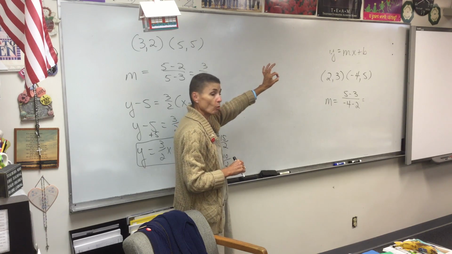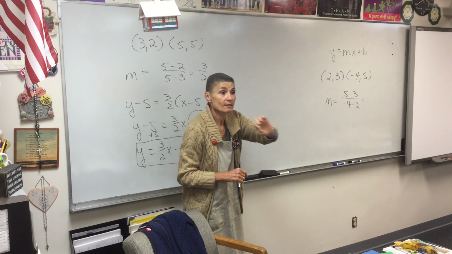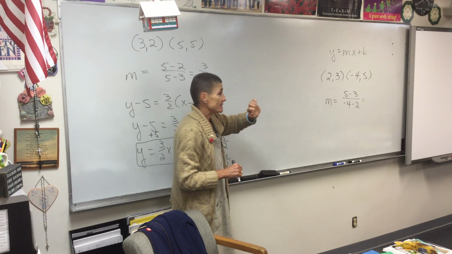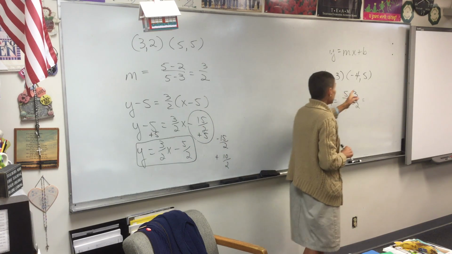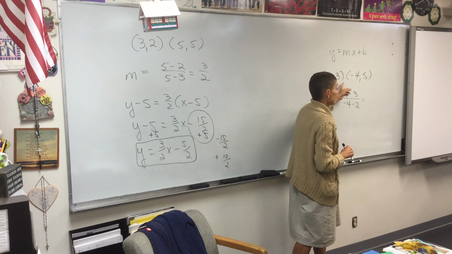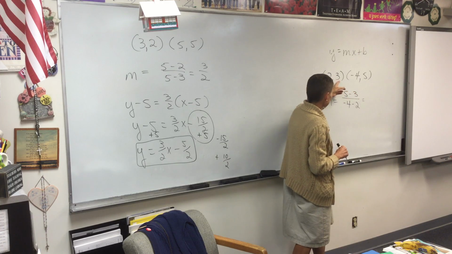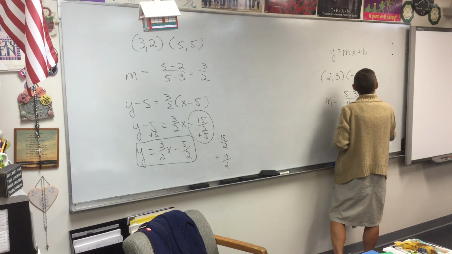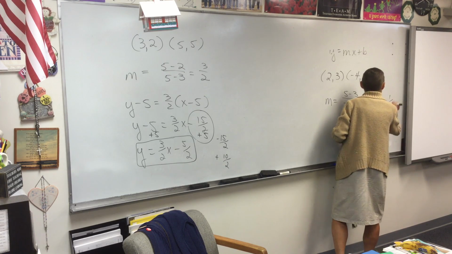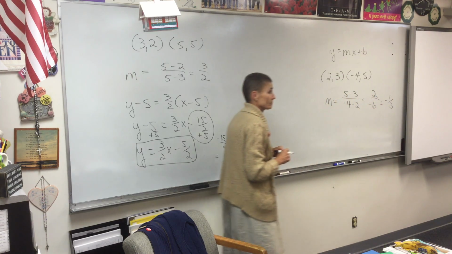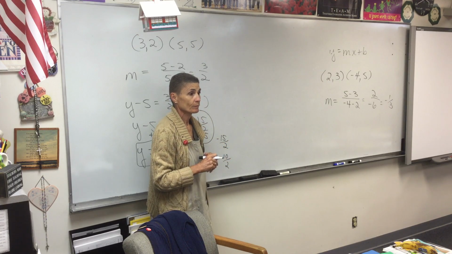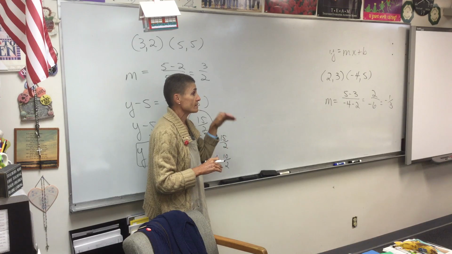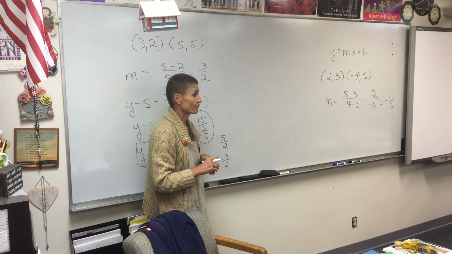We subtract our y's over subtract our x's, right? It doesn't matter what order we do it in, but they have to both be in the same order. So if I do 5 minus 3, I got to do negative 4 minus 2. So I end up with 2 over negative 6, which is negative 1/3. That's my slope. Okay, we talked about this yesterday, whatever day that was. What do we do next?